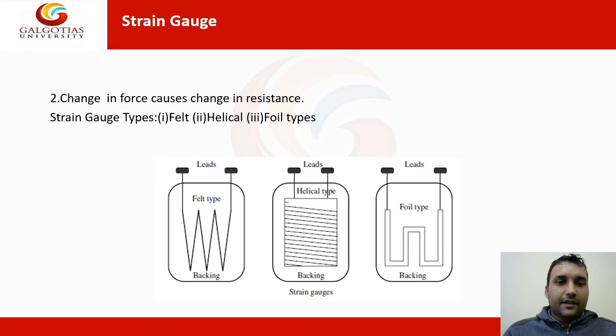Next is the strain gauge. When there is a change in force, that causes a change in resistance. The strain gauge types are flat, which is this one, helical, this is the helical strain gauge, and this is the foil type.